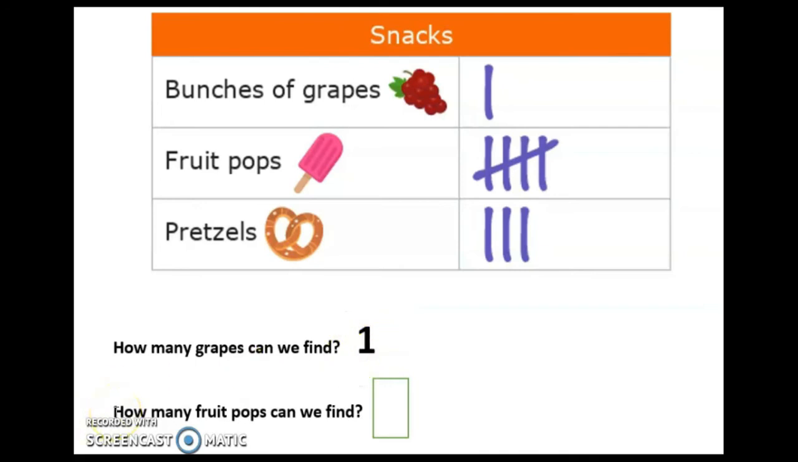The second question says, how many fruit pops can we find? We search for the word fruit pops and count how many we have. 1, 2, 3, 4, 5. We have 5 fruit pops.